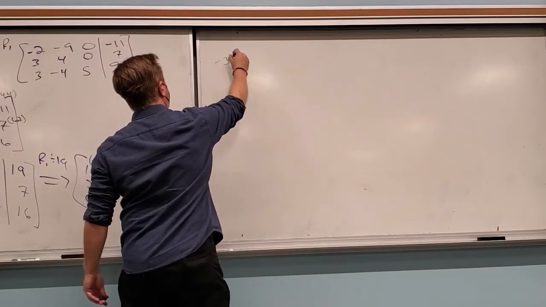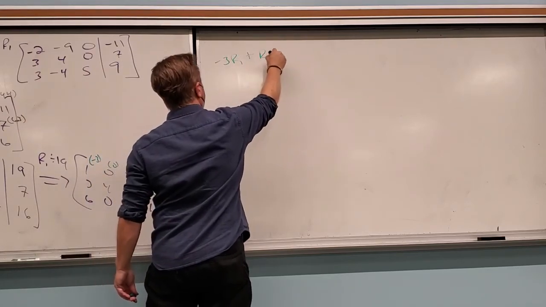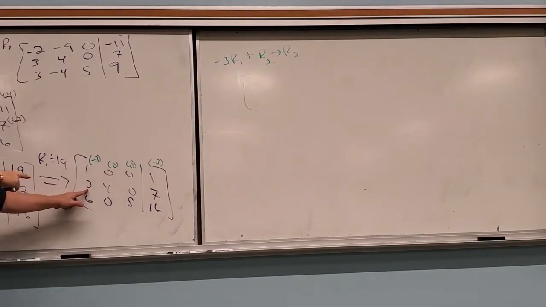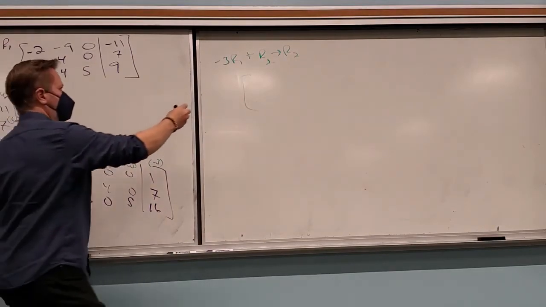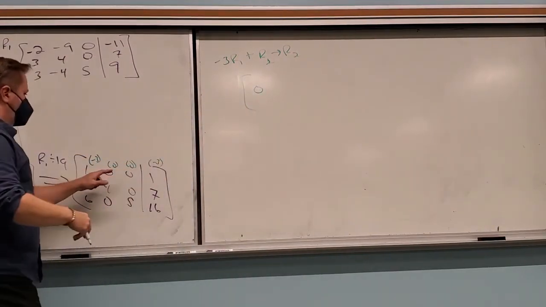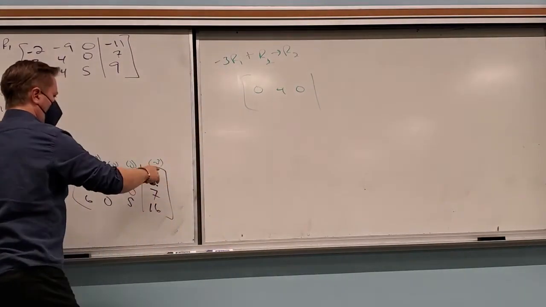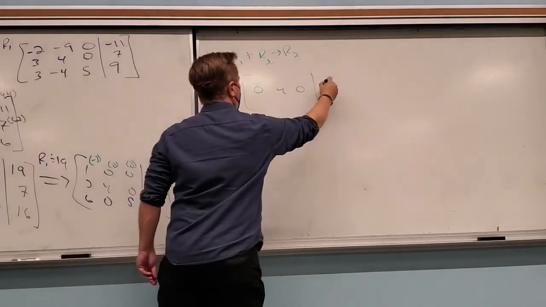So I want to do negative 3 row 1 plus row 2. Put the answer in row 2 so I can get a 0 right there. Negative 3 plus 3 is 0. 0 plus 4 is 4. 0 plus 0 is 0. Negative 3 plus 7 is 4.